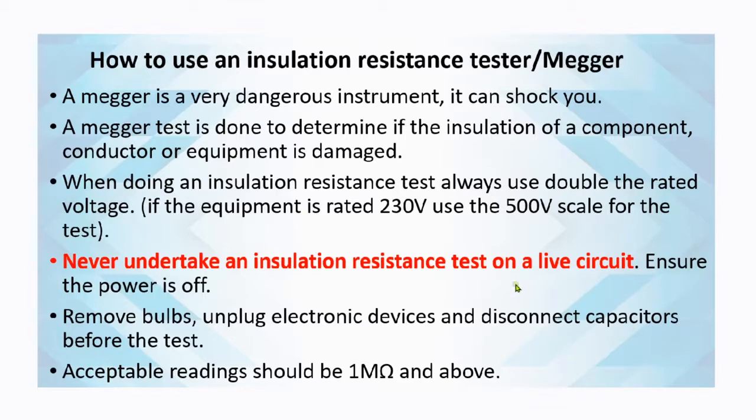Never do a MEGA test, and let me say that again, never do a MEGA test on a live circuit or an energized circuit. Make sure the circuit is de-energized before you do a MEGA test. Whenever you are doing a MEGA test, remove all the bulbs, unplug electronic devices, and disconnect capacitors before beginning the test. Your acceptable readings will always be 1 megaohm and above.